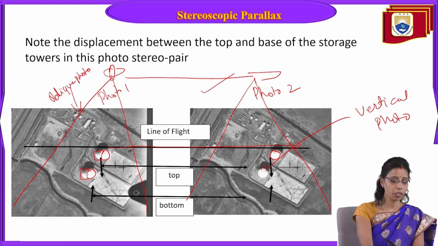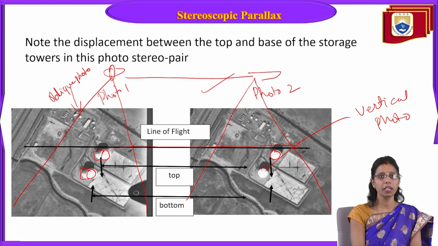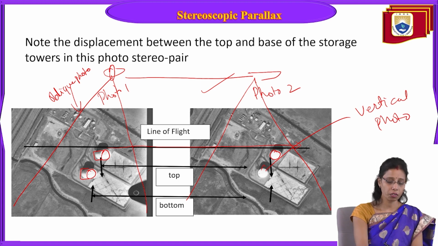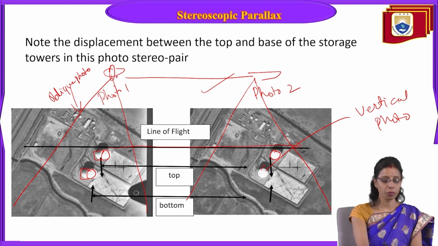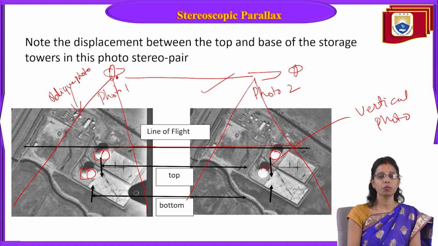Oblique photo. Why? Because we can see the side of the building and the top of the building, whereas in photo number 2, you can see only the top of the building. So this is called parallax, meaning the point of observation is different. Here the point of observation is somewhere at this point, and in this photo it is somewhere here. That's why there is a difference between the points of observation. So this is called stereoscopic parallax. The image displacement happens when the point of observation differs.